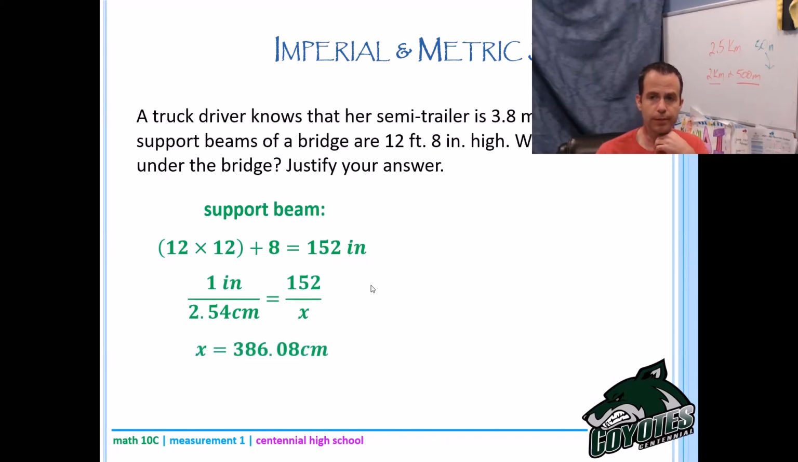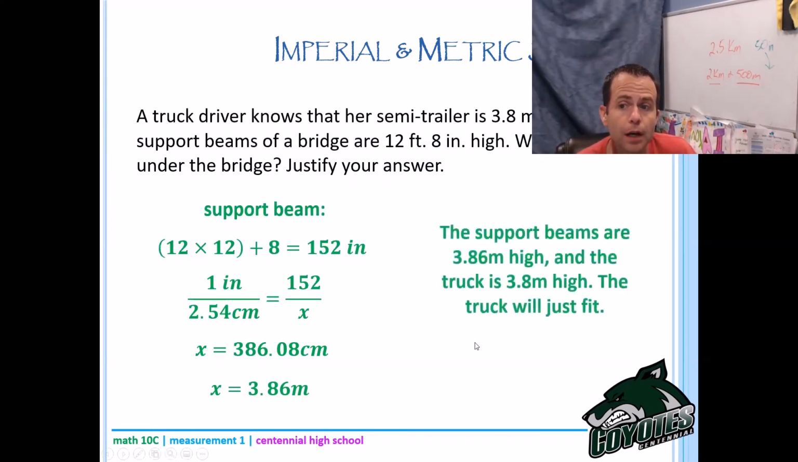386.08 centimeters. Then to convert that to meters, I can go back to King Henry died unexpectedly drinking chocolate milk. I know that there's 100 centimeters in a meter, so that's going to be 3.8608 meters, or 3.86 meters. So the support beam is 3.86 meters high. Her truck is 3.8 meters high, so she will fit. I would not have anybody riding on top of that truck. They might get their head chopped off by the bridge, but she will just fit, okay?